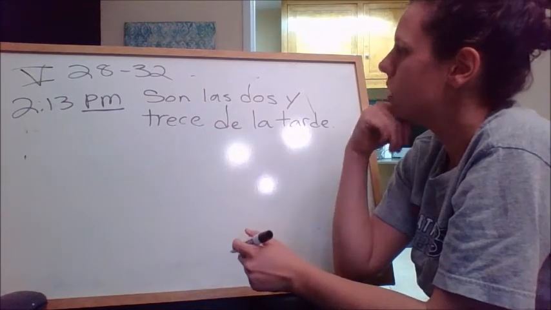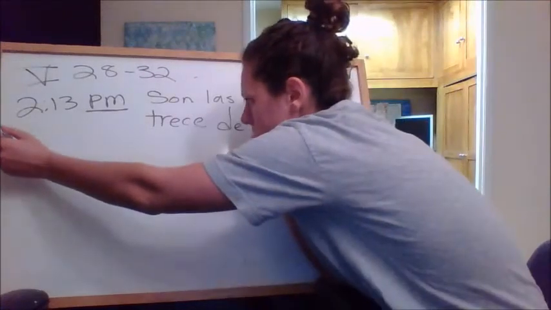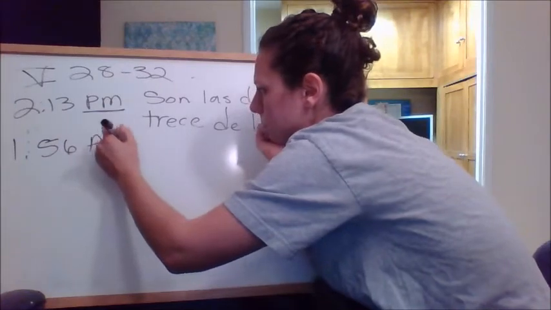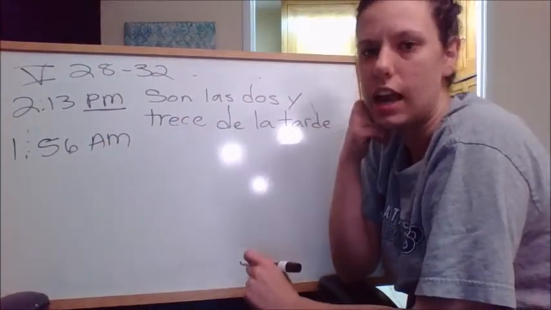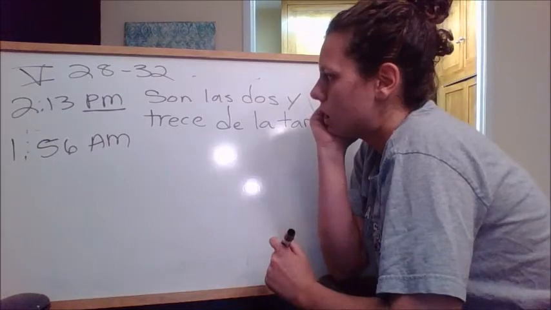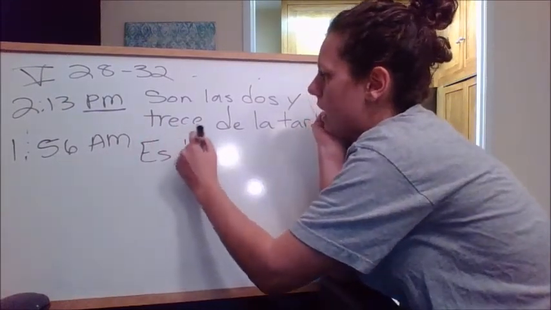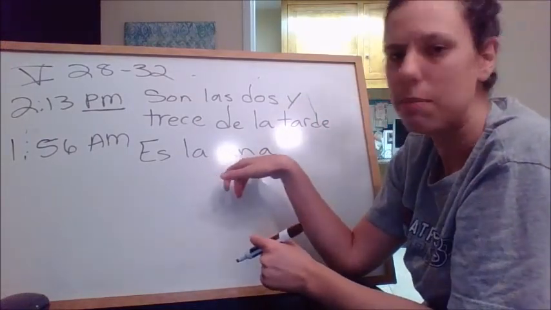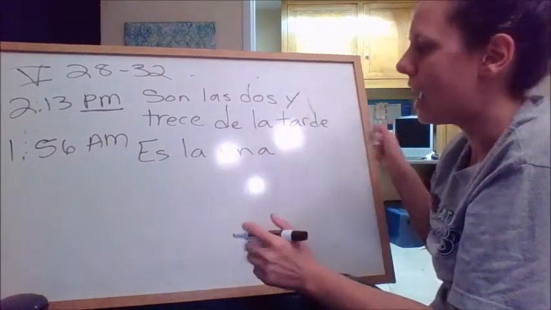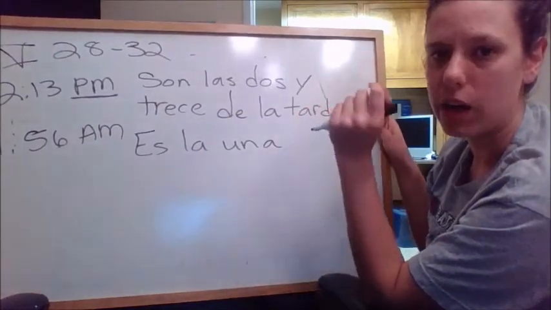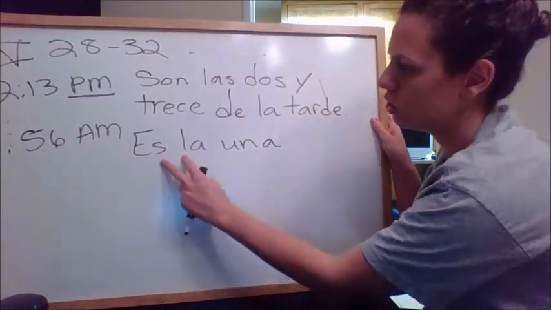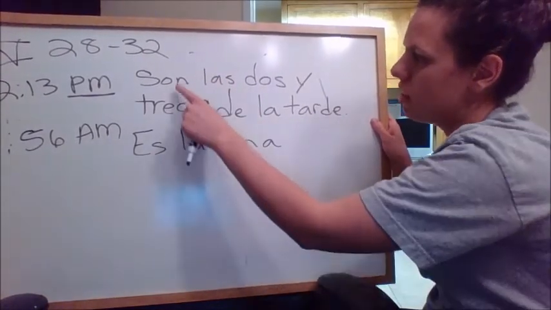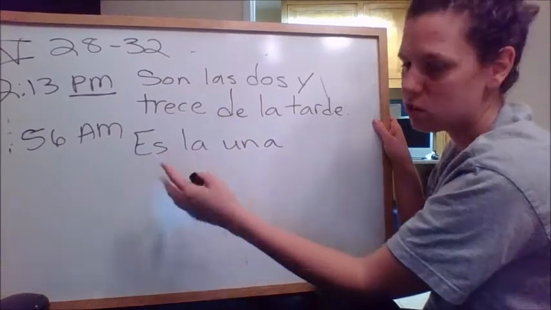Let's see. So if I had 1:56 a.m., it would be es la una. We talked about this today in class, that it's got to be una, not uno. And because it's only 1 hour and one is singular, these two words are singular. So now you know that this is the plural of this. This is the plural of this, pretty much.